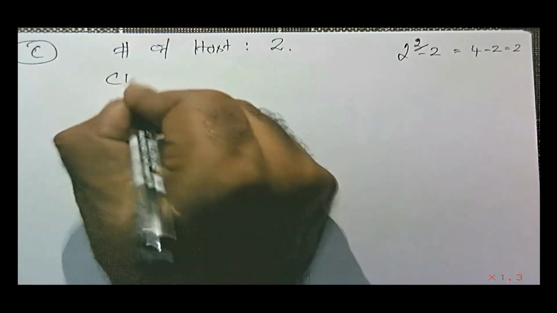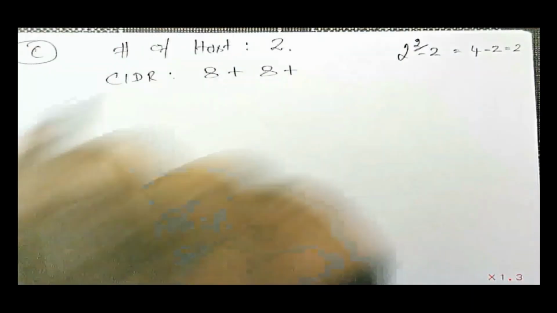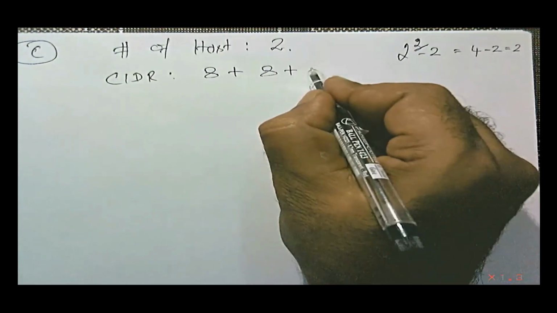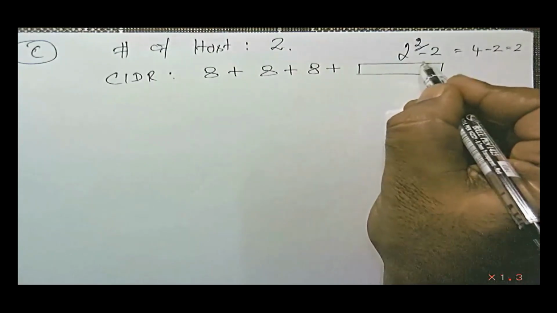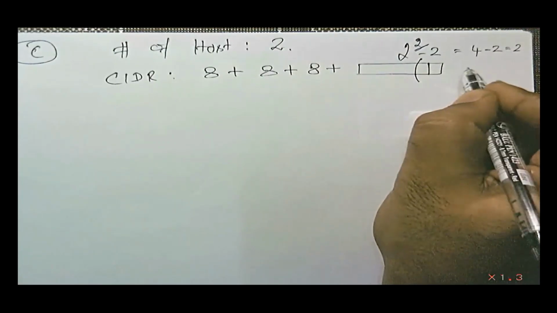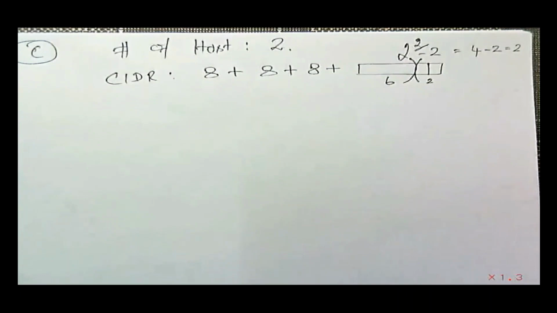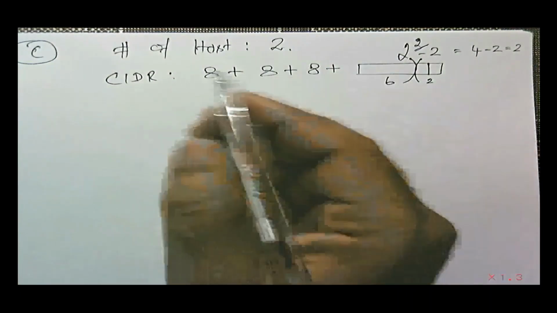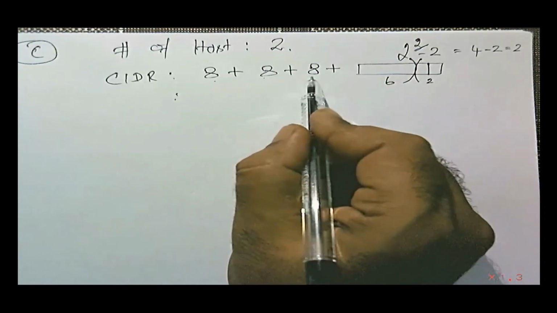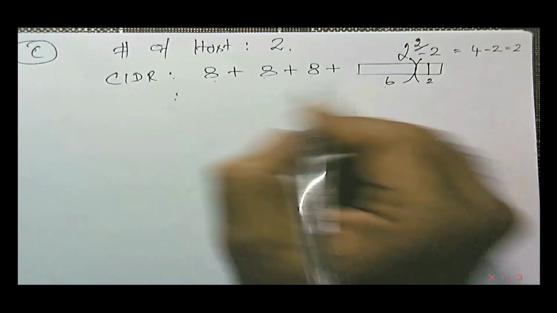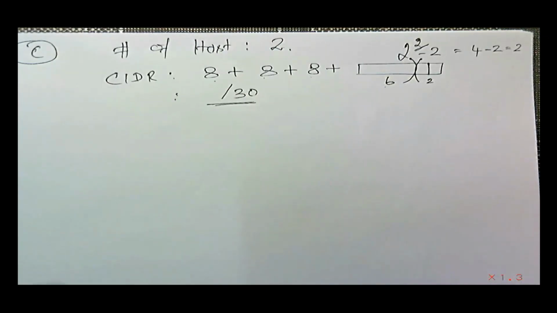For the CIDR value, the first octet is 8 bits, the second octet is 8 bits, and the third octet is 8 bits. In the last octet, only 2 bits we are going to keep for the host, and the remaining 6 bits we are going to move to the network part. So you add everything: 8 plus 8 plus 8 is 24, and 24 plus 6 is going to be /30. So the CIDR value, that means the subnet mask, is /30.